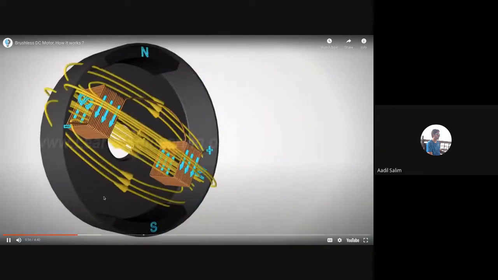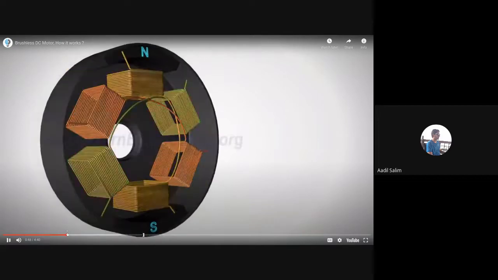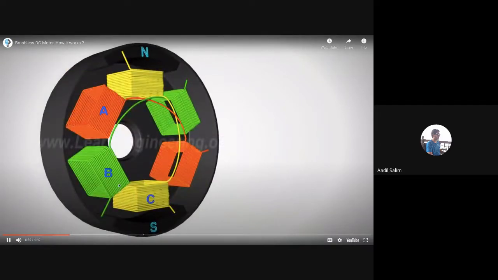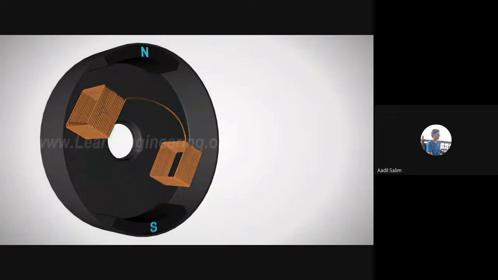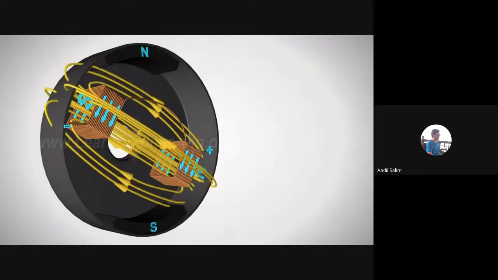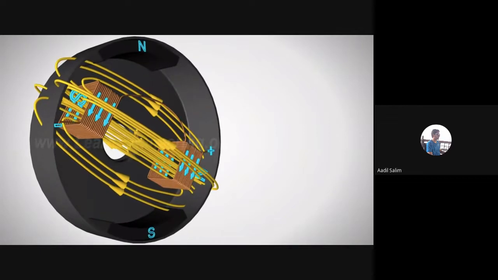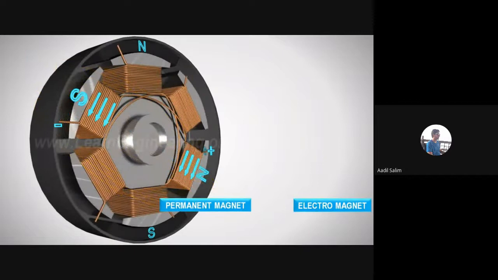and become an electromagnet. By applying DC power to the coil will energize and become an electromagnet. The operation of a BLDC is based on the simple force interaction between the permanent magnet and the electromagnet.